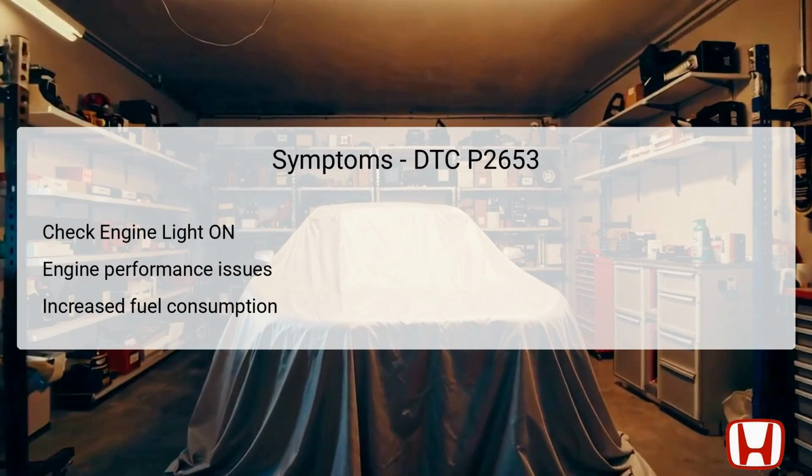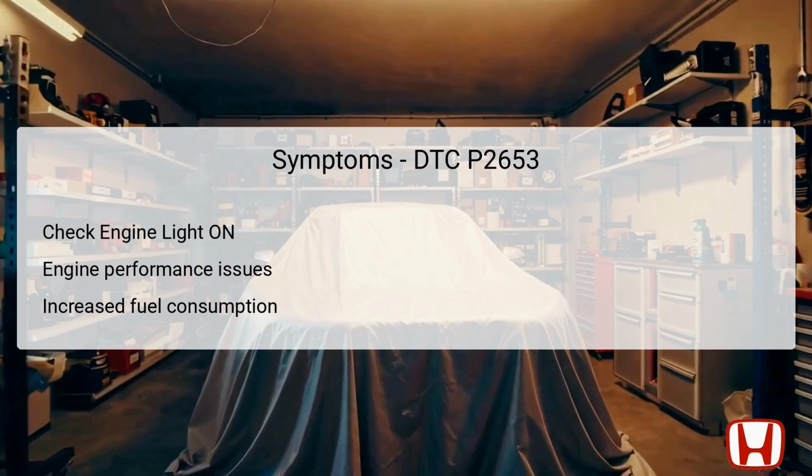The most immediate indicator is often the illumination of the check engine light on the dashboard. This warning light signals that the engine management system has identified a fault that requires attention. Additionally, there may be noticeable engine performance issues, including reduced power during acceleration or irregular engine behavior, which could manifest as rough idling or stalling.